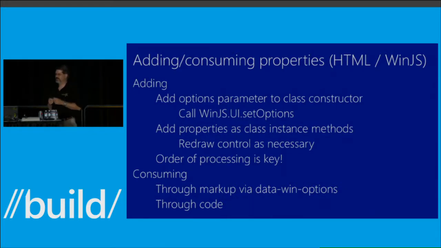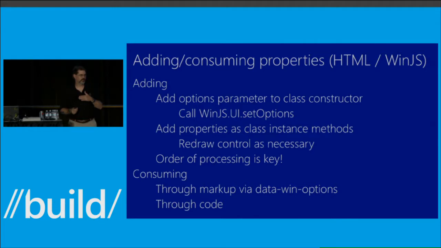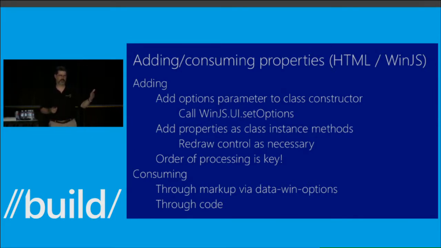The properties have to be instance methods in the class. When you change the property, you have to call out to make it redraw itself. It doesn't wake up like some of the other things that we would expect. And the order of processing is key. What do I mean by that? If I call setOptions, I can't control the order that those options are set. And if a property refers to another property that hasn't been set yet, you'll get a very, very cryptic error. Something like, your code doesn't work. It's that descriptive. I ran into it the hard way.